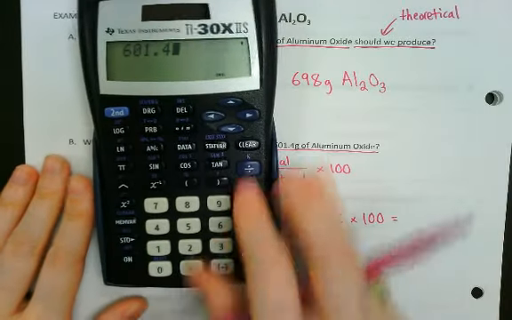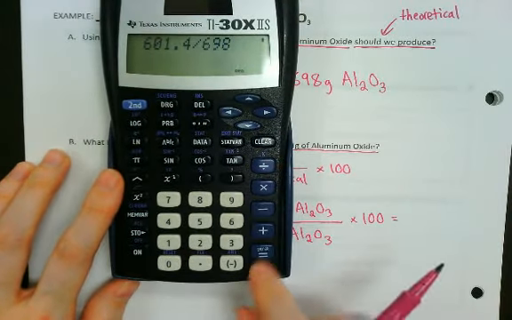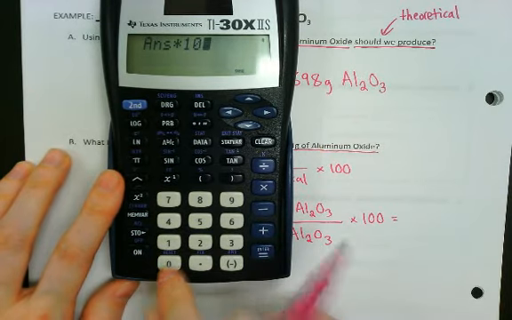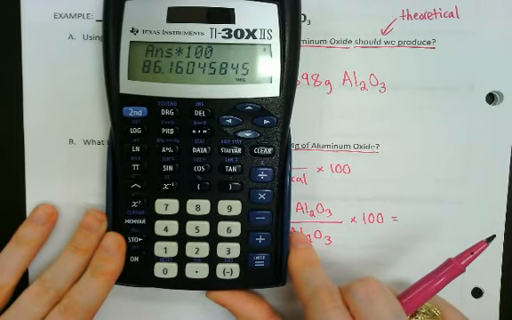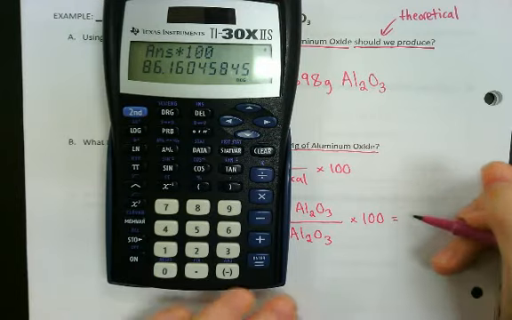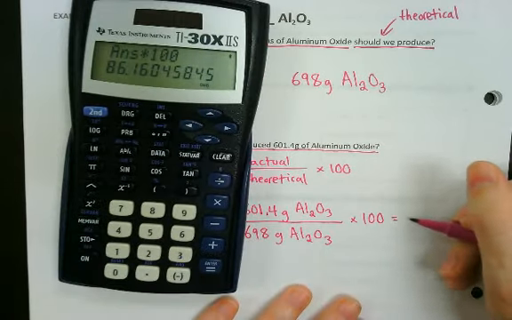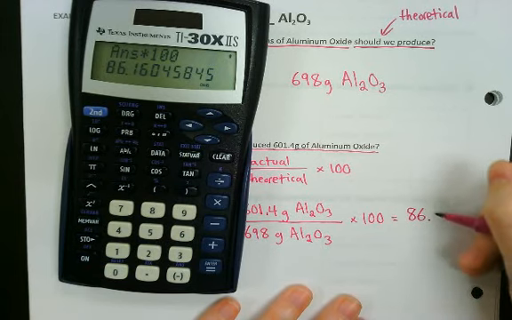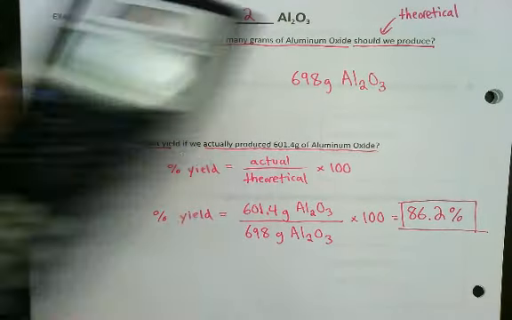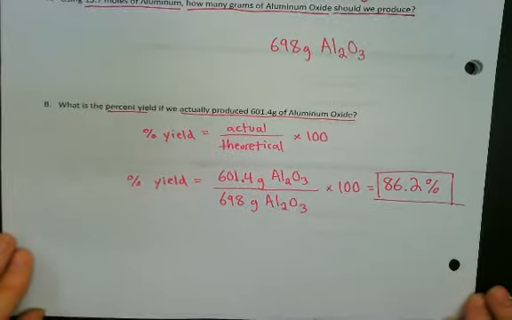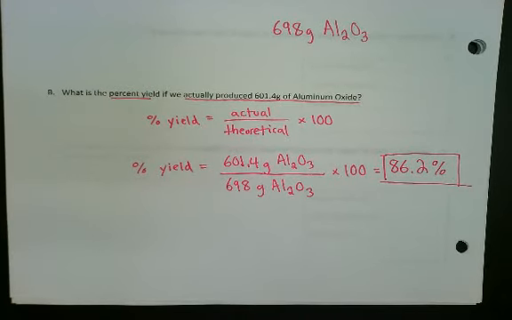If we put this into our calculator, 601.4 divided by 698, multiply it times 100, you should get 86.16, or if we round it to 3 sig figs here, 86.2 percent. So that is our percent yield. Our reaction was 86.2% efficient. It was pretty efficient.